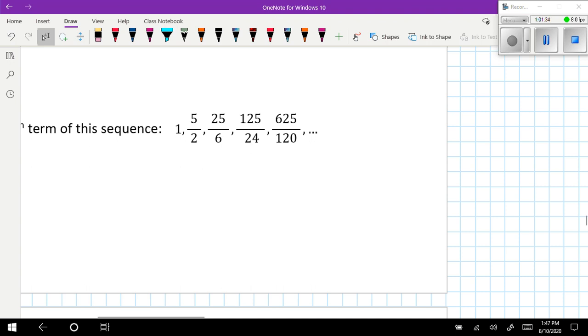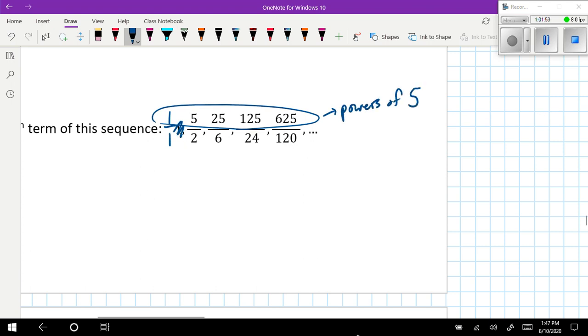I'm going to scratch this out and write 1 over 1 so that all of my terms are fractions. So now I'm looking at 1, 5, 25, 125, 625. Do you notice anything about the numerators here? I hope you're saying they're all powers of 5. You go 5 to the 0, 5 to the 1, 5 to the 2, 5 to the 3, and so on. And down here on the bottom, what are these? I'm hoping you get the fact that these are factorials.